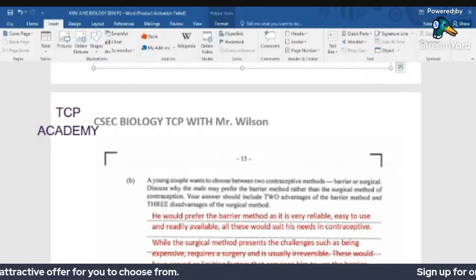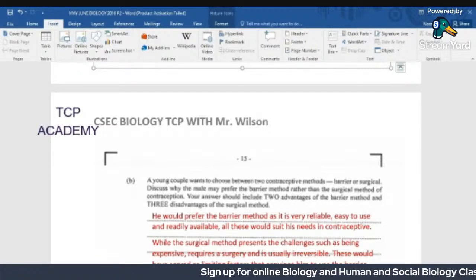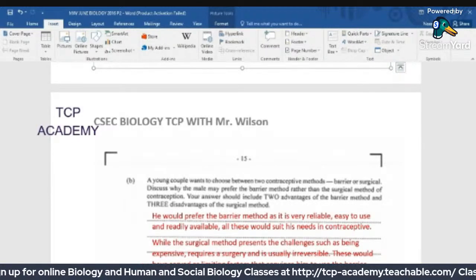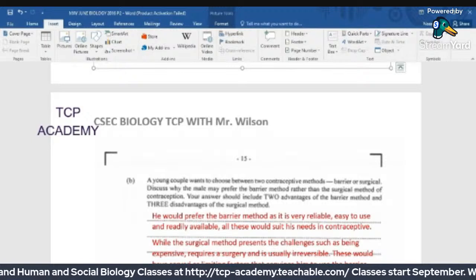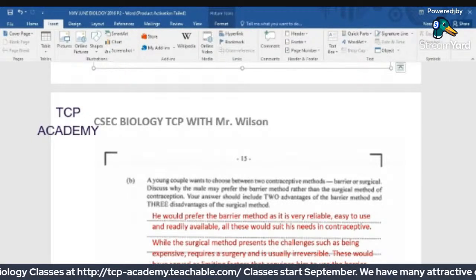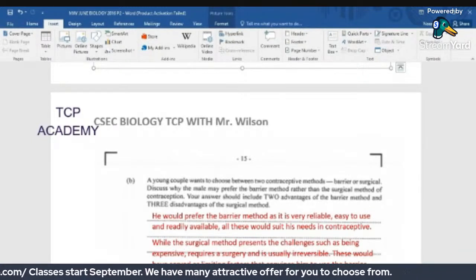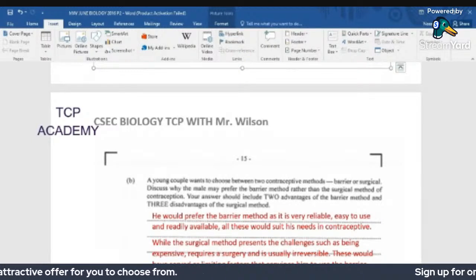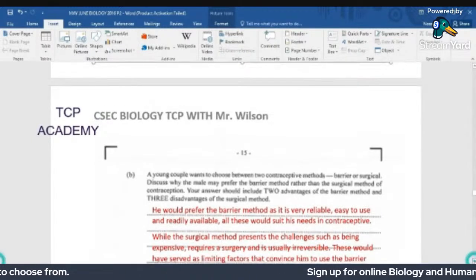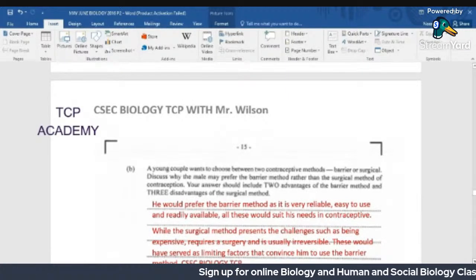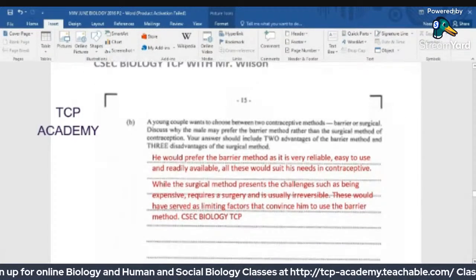He would prefer the barrier method as it is very reliable. It is easy to use and, of course, readily available. All these will suit his need in a contraceptive. While the surgical method presents challenges such as being expensive, requiring surgery, and being usually irreversible, these would have served as limiting factors that convince him to use the barrier method.